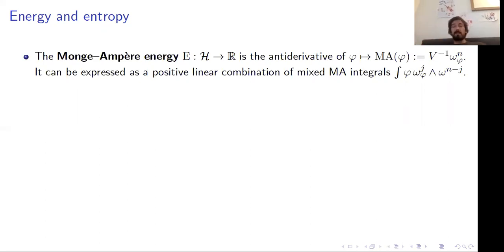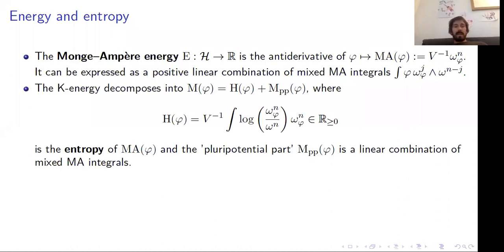So we have this simple expression, which is manageable in the setting of pluripotential theory. And the K energy admits a decomposition into two parts, both of which are expressed by things that involve the Monge-Ampère operator somehow. So the first part, H of phi, is the entropy of the Monge-Ampère measure with respect to the reference measure omega to the n.